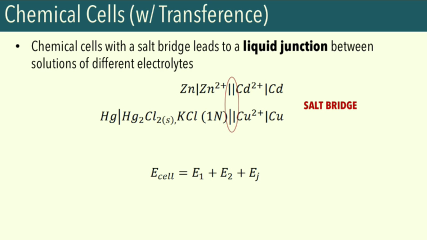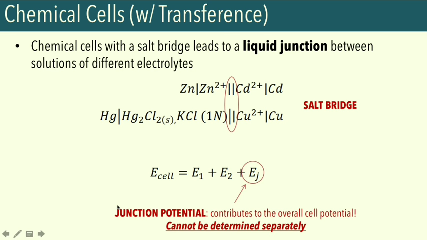Aside from the potential of the cathode and the potential of the anode, we have a third potential over here, which is E sub J. This is known as the junction potential. This is the potential that arises from non-ideal transfer of our ions across our salt bridge. Sometimes the movement of the cation, for example, is faster than that of the anion, so there ends up being a slight charge difference between our two electrodes. This can lead to the formation of a potential difference, which will ultimately contribute to our overall cell potential. The problem with junction potentials is that they cannot be determined separately, so there is some unknown factor that contributes to our experimental results.